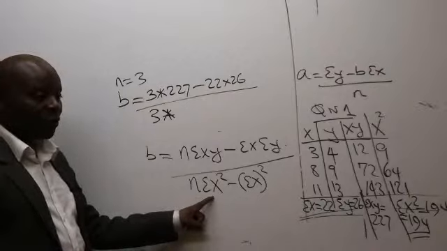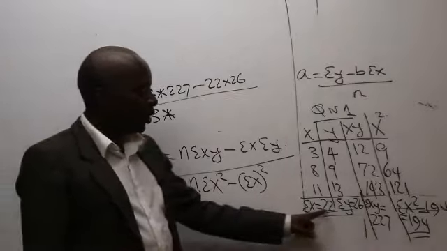Here, I've always seen students who get it wrong. Why? Because they'll come and take this 22 squared.